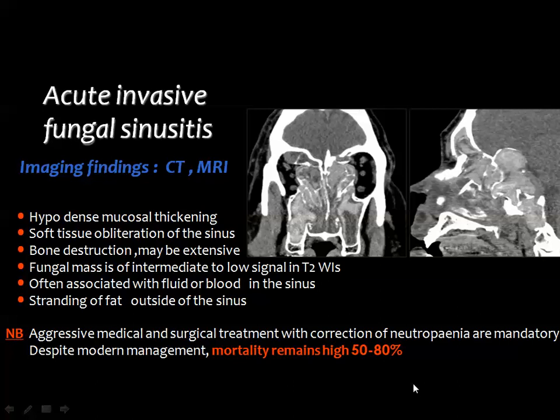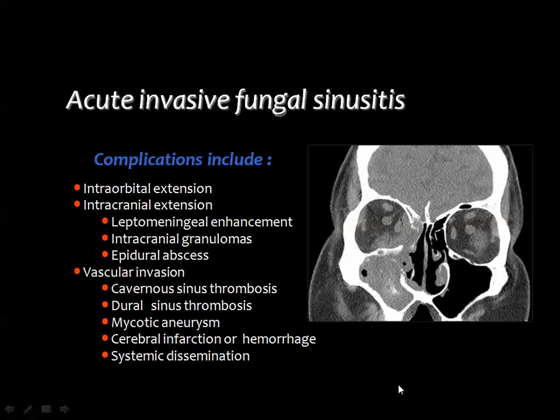In spite of the modern management of fungal sinusitis, the mortality remains high, which may reach up to 50 to 80% according to the literature. This is a case of fungal sinusitis involving the maxillary sinus as well as the ethmoidal air cells with intraorbital extension. The complications of fungal sinusitis arise from the ability to invade the surroundings.